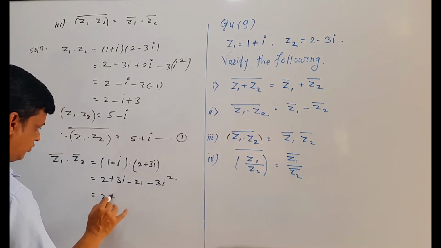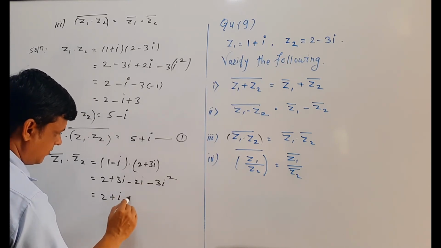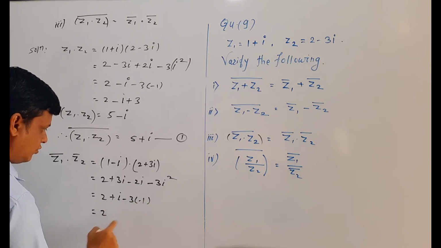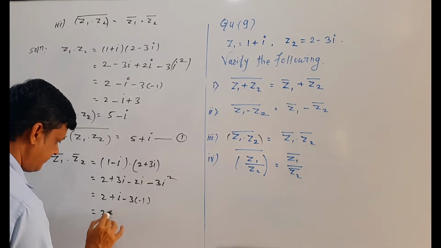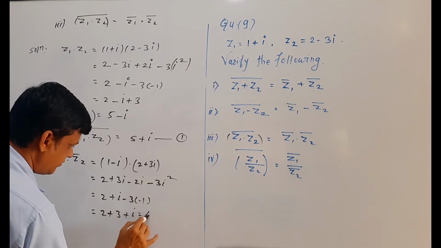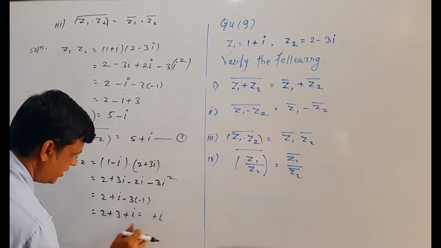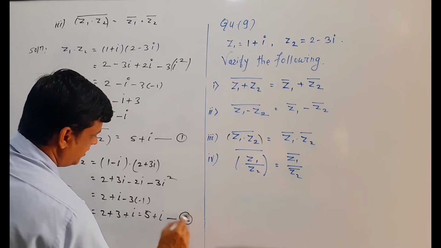So we write here 2 plus 3i minus 2i, which is simply i, minus 3 into i square, we replace by minus 1. So we get 2 plus 3, plus i, which is 5 plus i. Sorry, 2 plus 3 we write 5. Now this is the conjugate of z1 into the conjugate of z2. We denote this as equation number 2.